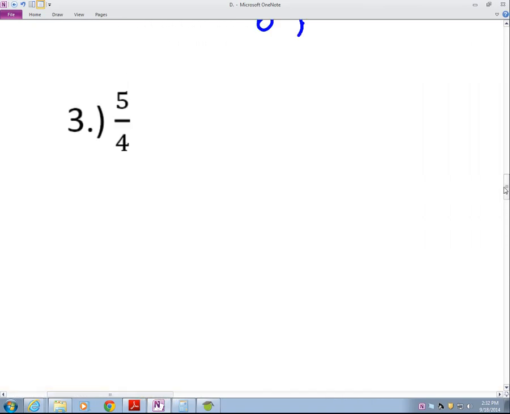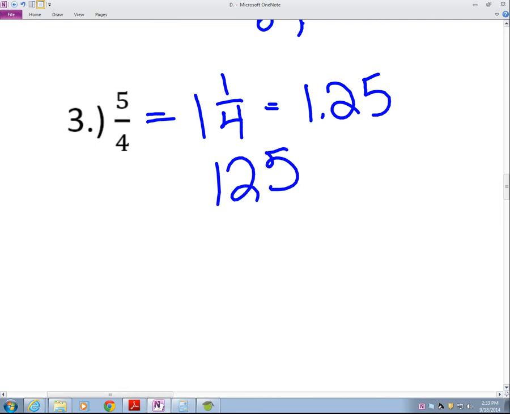Now with this one, super fast. You should know that 5/4 is 1 1/4. And if you had 1 1/4 dollar bills, you would have $1.25. And if you had that as a percentage of a whole, you would have 125%. That was super simple. There are so many like that on the homework.